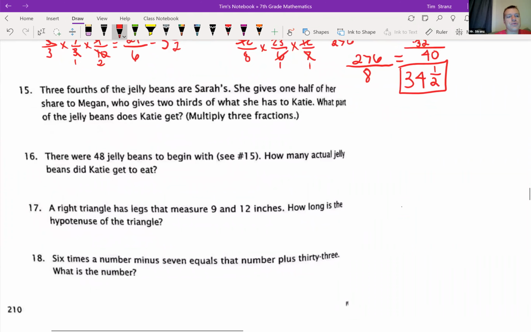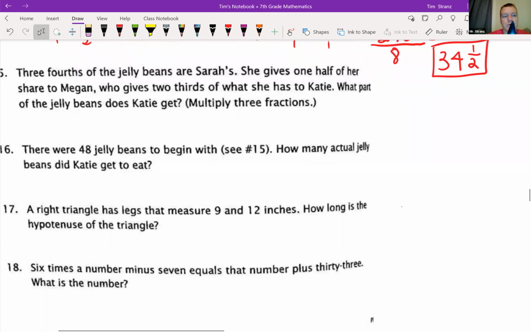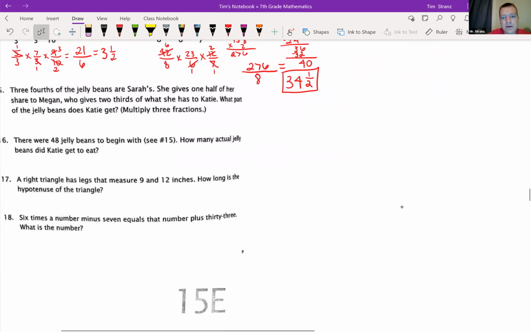Okay, number 15. 3/4 of the jelly beans are Sarah's. She gives 1/2 of her share to Megan, who gives 2/3 of what she has to Katie. What part of the jelly beans does Katie get? So multiply 3 fractions. Okay, so 3/4 are Sarah's. All right, so she has 3/4. I wish they gave us a little bit more room on this problem. I'm going to write it over here.